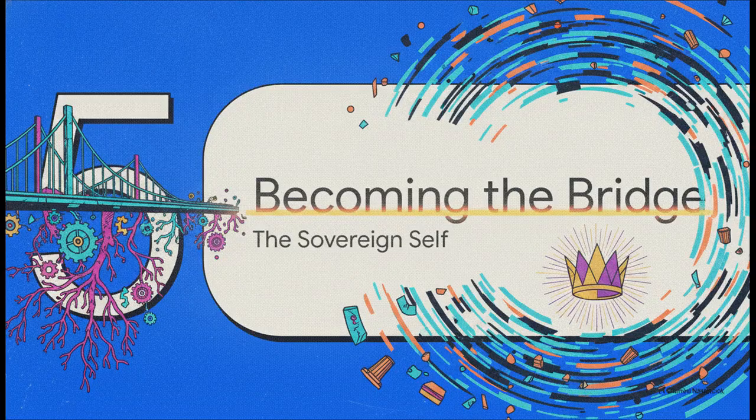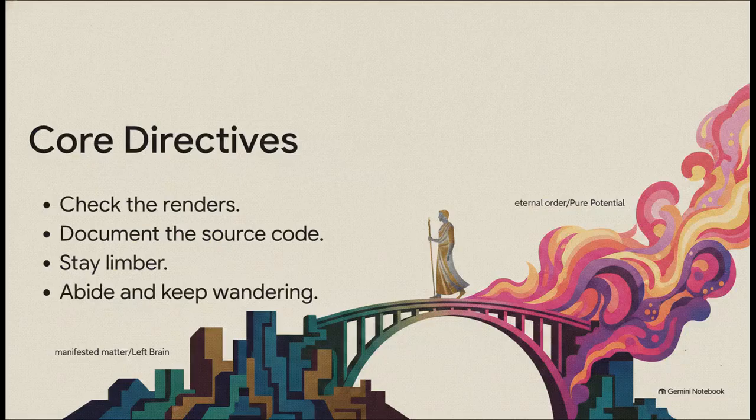Section 5, Becoming the Bridge and the Sovereign Self. Because ultimately, this is the entire goal of the explainer we're unpacking today. This is what it actually means to live as the sovereign bridge. You are mediating the flow between eternal order and manifested matter, without ever getting trapped in the illusion of the render.